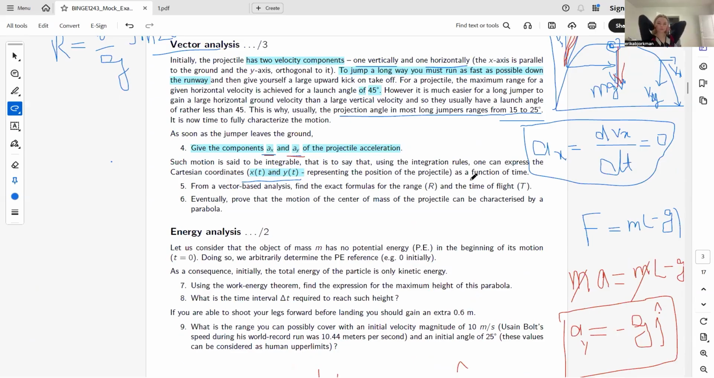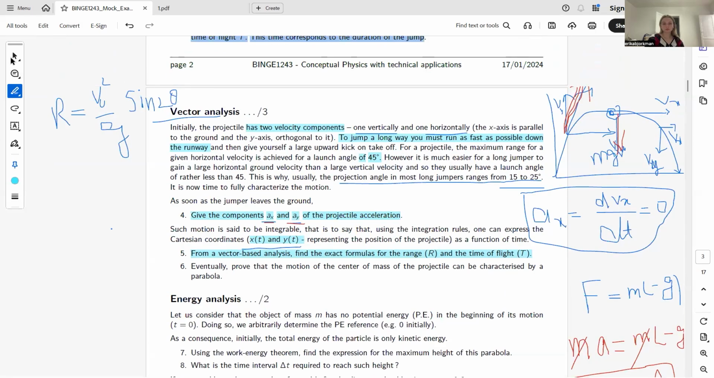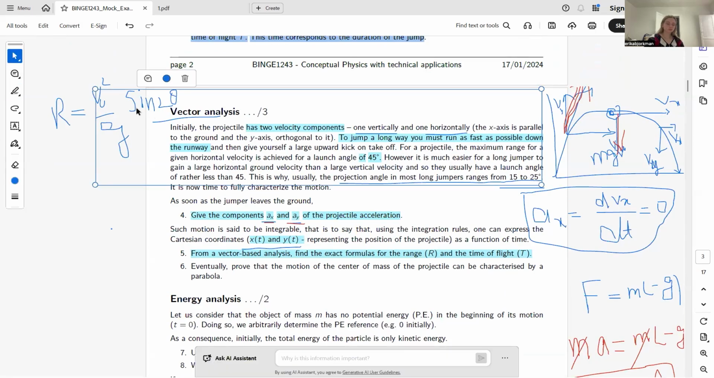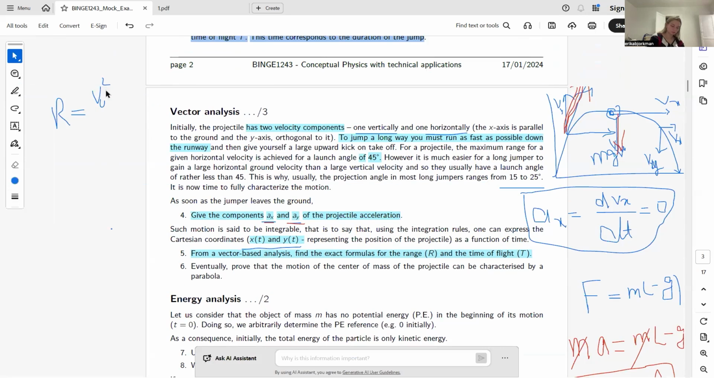We are now on part 5 from the vector-based analysis: the exact formulas of range and time of flight. From this analysis, we need to find the exact formulas of time of flight and range. Now I need to remove this initial data because we don't need it now.